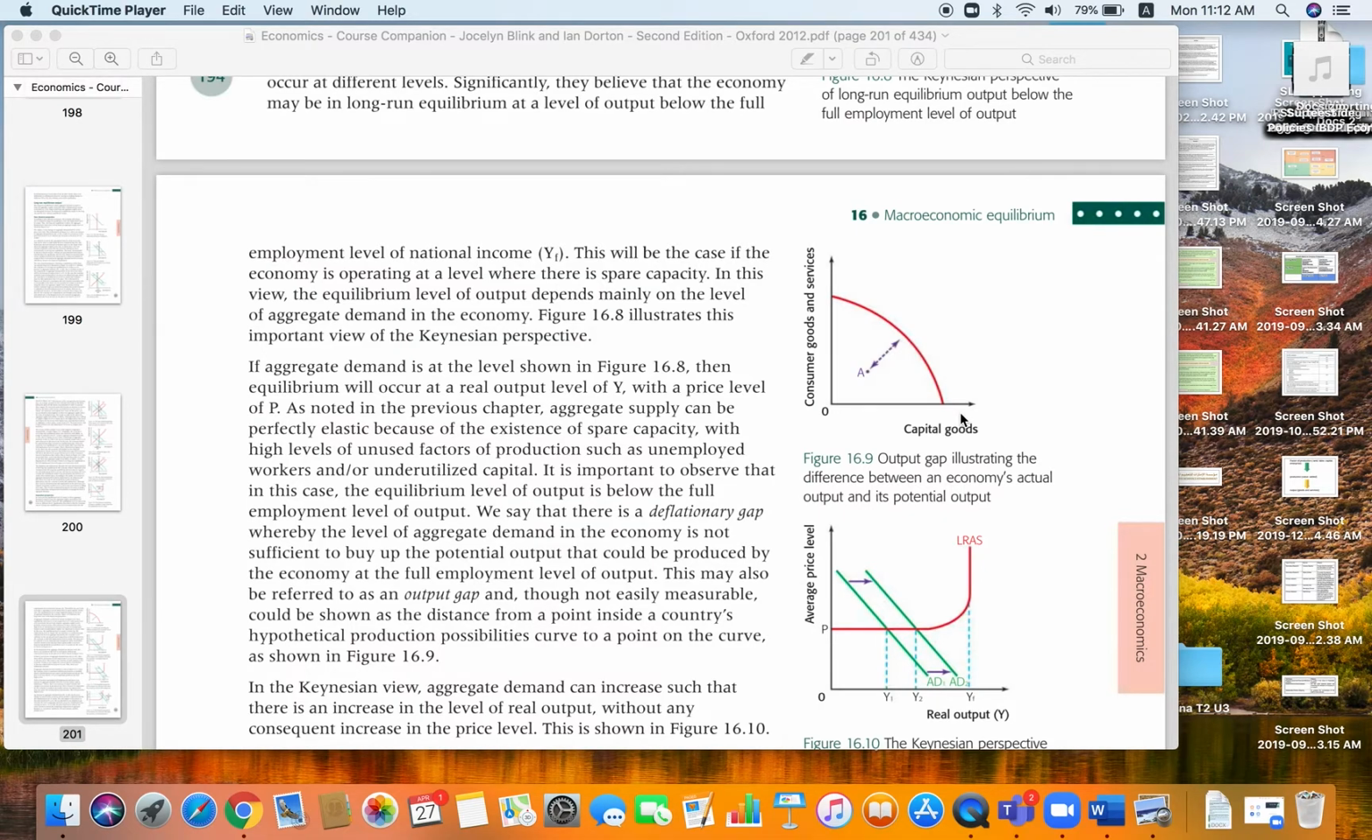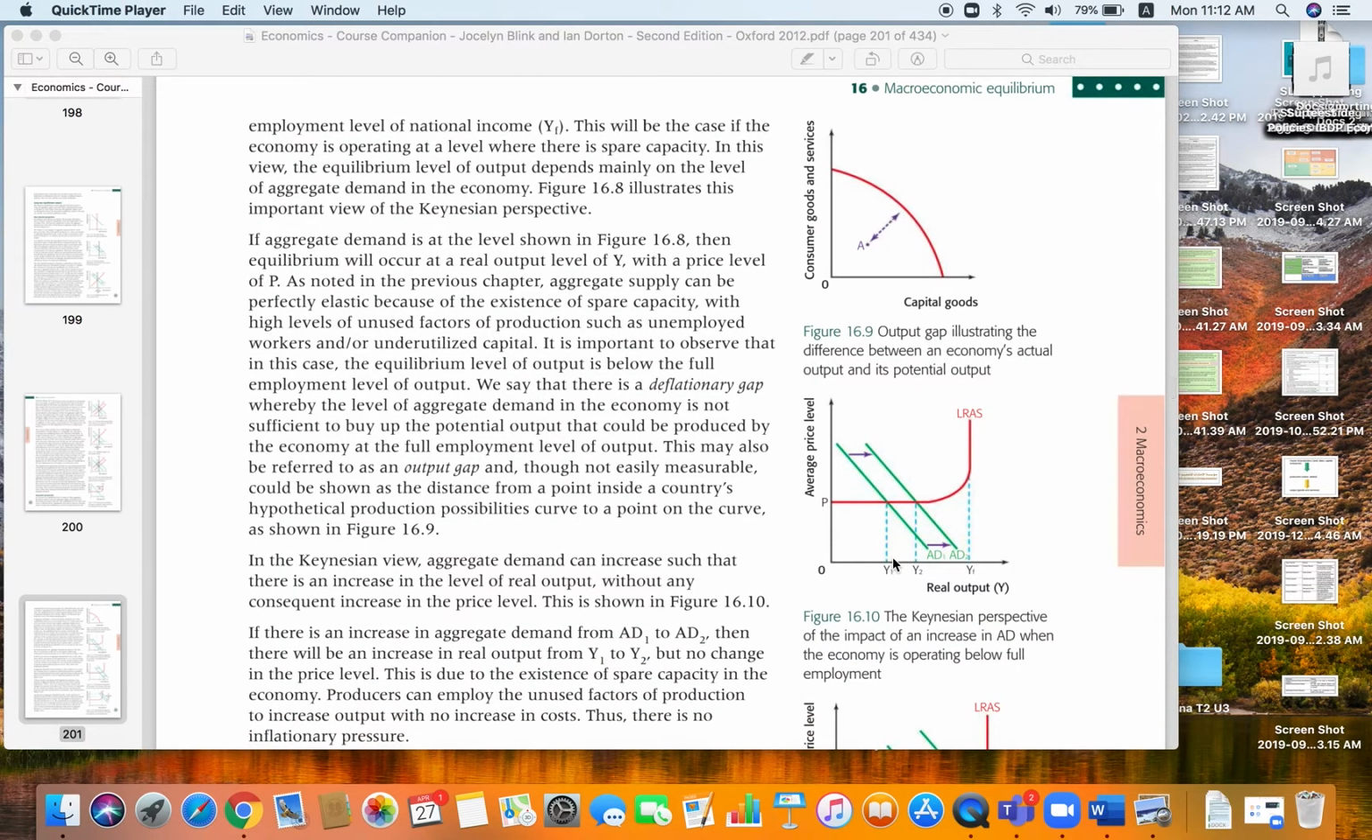So in the Keynesian model, we never actually reach full potential initially. This can also be referred to as an output gap. So it's either a deflationary gap or an output gap because we're not producing our full amount. This is once again a picture of it on a PPF, where you can see that there's still ways to go before you reach your limits of output.